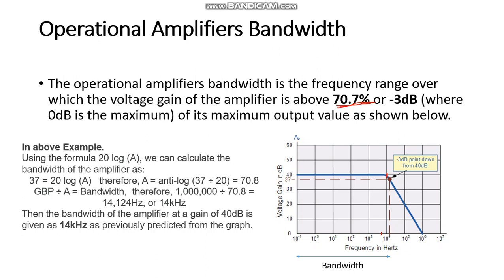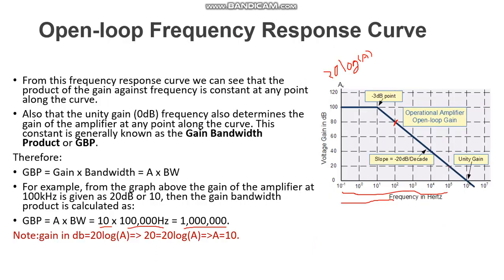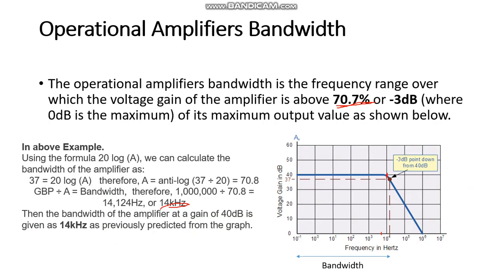Using the formula 20 log A, we can calculate the bandwidth of the amplifier. 37 is equal to 20 log A, then A is the antilog, that is 70.7. The gain bandwidth product divided by gain will give us the bandwidth. So we will get it as 14 kilohertz. This is 10 power 4, that is 10 kilohertz, and this point is 14 kilohertz. So pictorially we get 14 kilohertz, and by doing some mathematics we get the same. The gain bandwidth product in the earlier case was 10 power 6. So 10 power 6 by gain 70.7 will give us 14 kilohertz. That is the bandwidth of the amplifier.